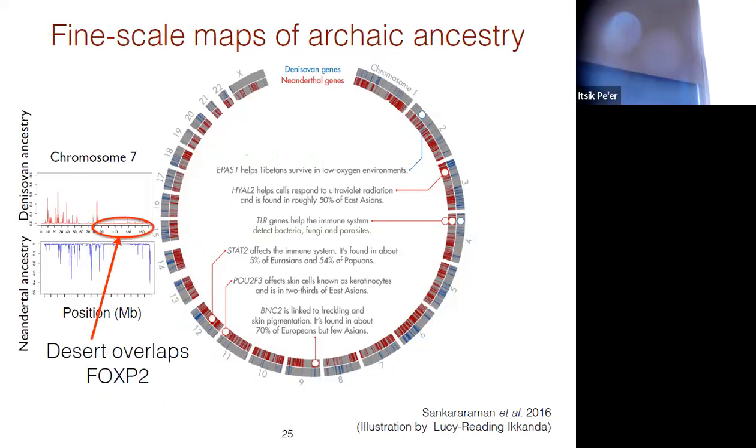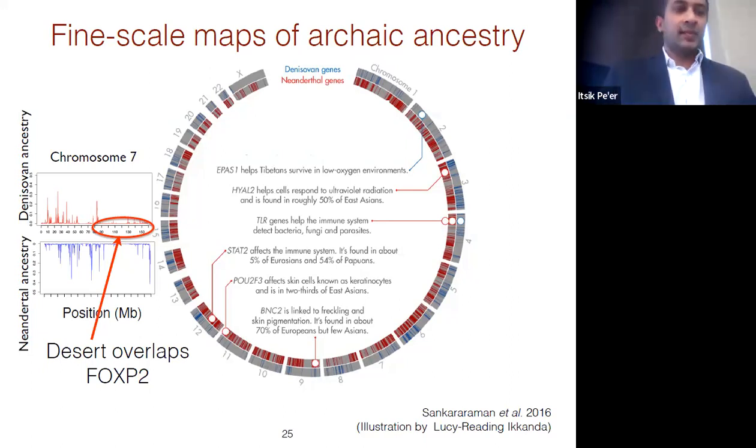Likewise, we also see deserts, large regions of the genome that are depleted in archaic ancestry. For example, if you look at the desert on chromosome 7, overlapping FOXP2, it is a desert both for Neanderthal as well as for Denisovan. So some of these deserts are shared for both Neanderthal and Denisovan ancestry. And so again, this raises the question whether these are deserts generally for archaic introgression and what that tells us about the functional importance of these features.